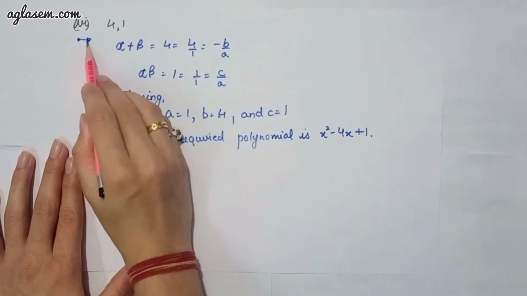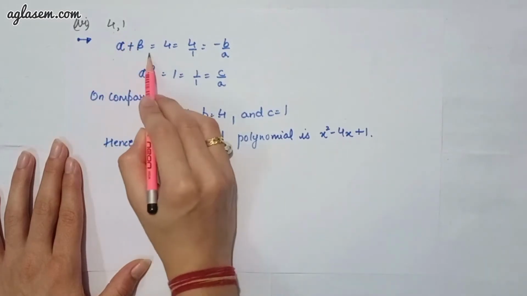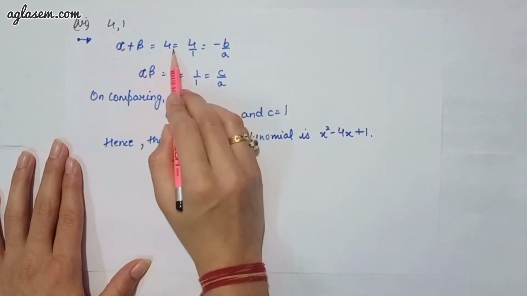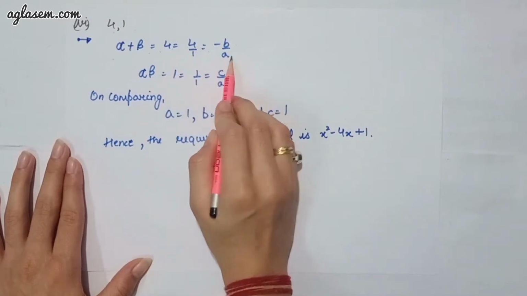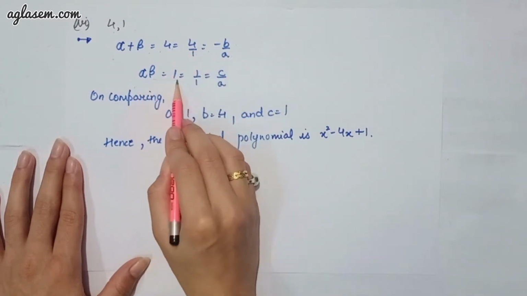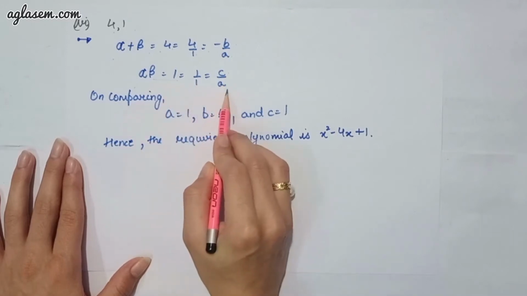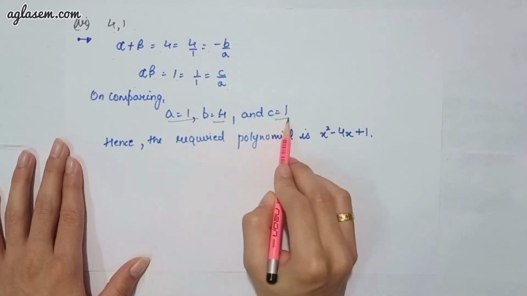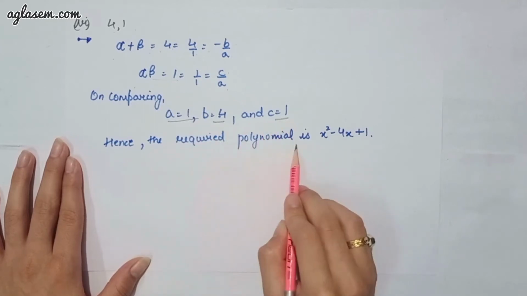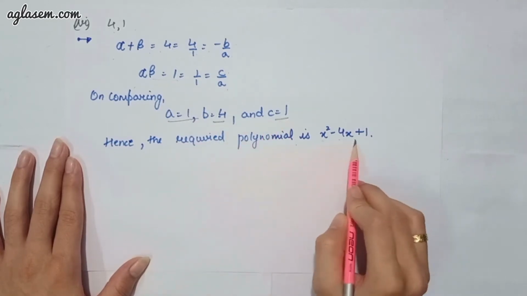Sixth part says 4 and 1. So here alpha plus beta, that is equals to 4, which is equals to 4 upon 1 we can write, and that is equals to minus b upon a. So again alpha into beta we can find it as 1, which is equals to c upon a. So now a will come as 1, b as minus 4, c as 1. So the required polynomial is x square minus 4x plus 1.